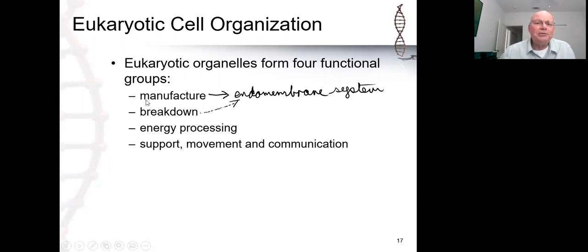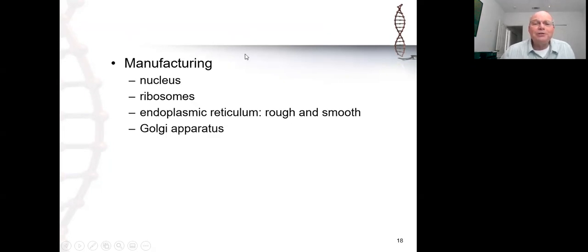So we're going to address the manufacture and the breakdown group together, because they are often linked together, as I said, either completely within the endomembrane system or partially within the endomembrane system. So the manufacturing group most strictly consists of the nucleus, the ribosomes, the endoplasmic reticulum, both rough and smooth, and the Golgi apparatus. So let's look at them.